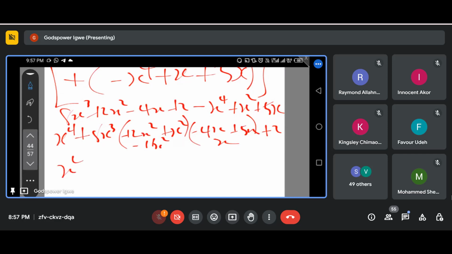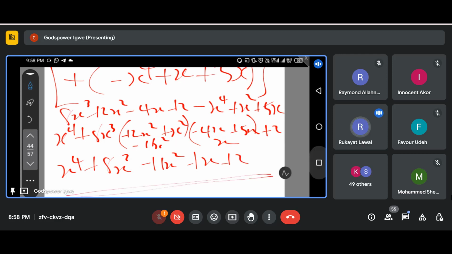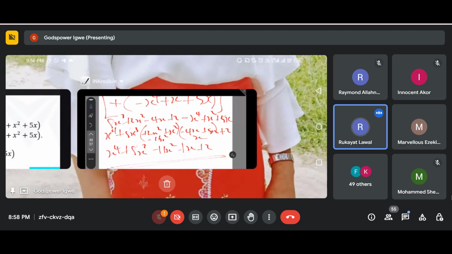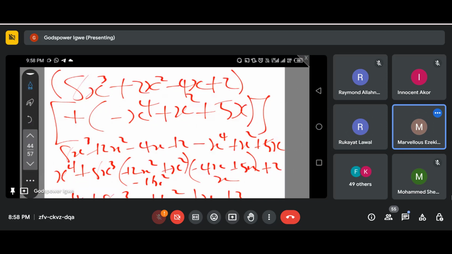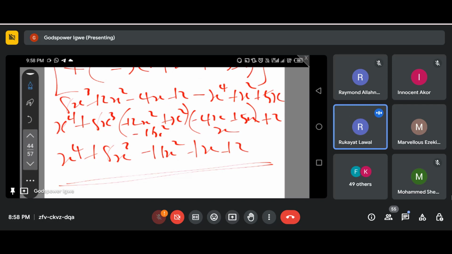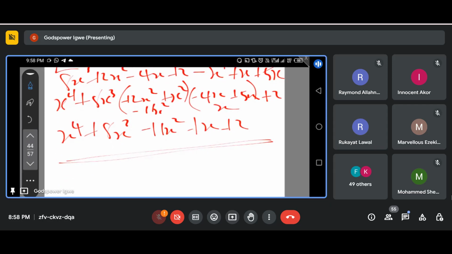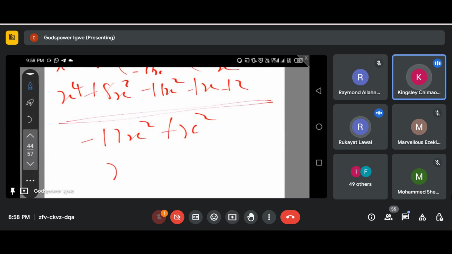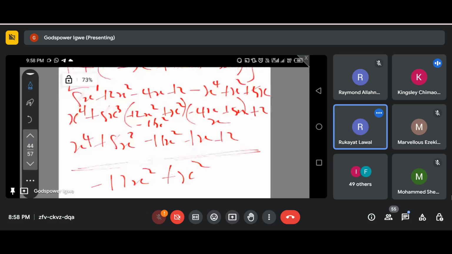So rewriting this, we have s raised to the power 4 plus 8s cubed minus 11s squared. Then this will be positive x, then plus 2. Mr. Godspower, sorry, how did you get minus 11x squared? Where we have minus 12s squared plus s squared, is it minus 12x or 2x?